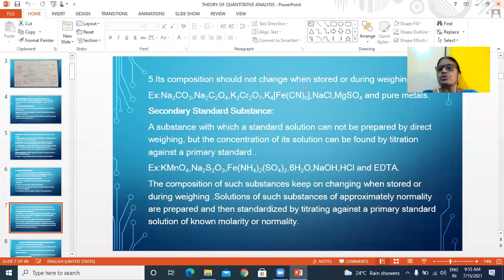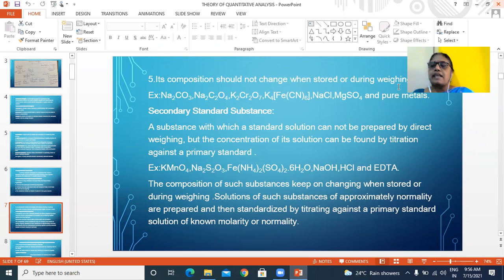Then next, its composition should not change when stored or during weighing. This is the main important thing, the same point which we discussed in the first. That means it is not supposed to be hygroscopic; it is not supposed to absorb the moisture present in the atmosphere. When it absorbs water, its weight automatically changes as water molecules are included. So another important condition is the composition of the substance. The composition changes if it absorbs water or oxygen, if oxidation takes place, if oxygen is removed, or if it loses water from itself. If the substance doesn't have such specific properties, like easy oxidation, easy reduction or being hygroscopic, then its composition won't change.